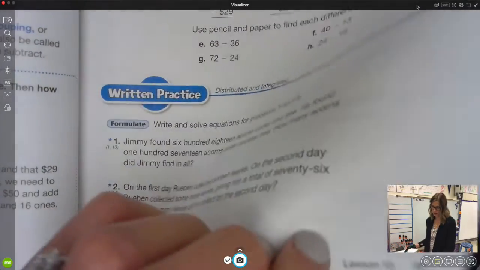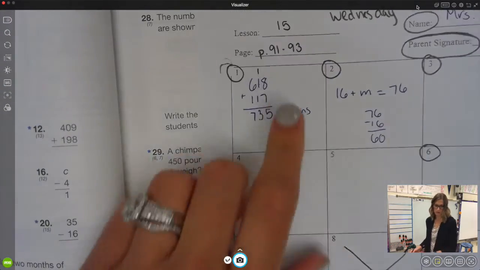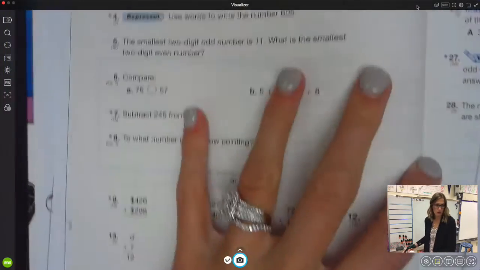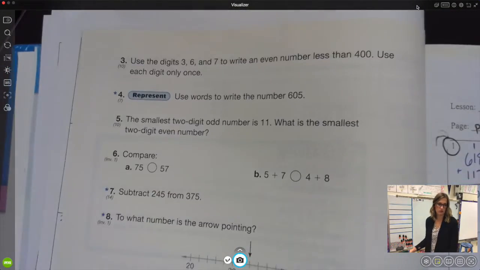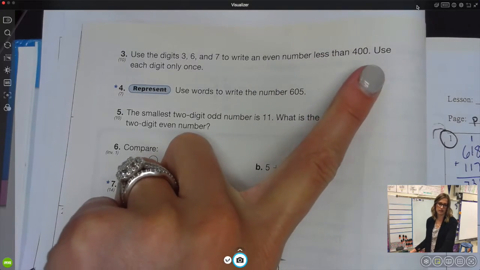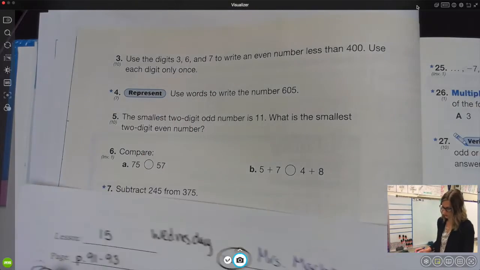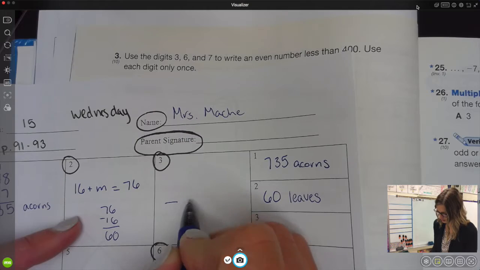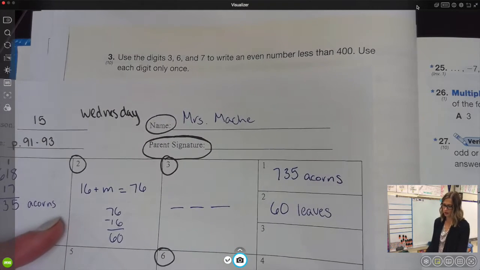Notice I was on page 91. I'm flipping over to page 92. Remember, you can always find that page number at the top of your sheet. Number 3 says use the digits 3, 6, and 7 to write an even number less than 400. Use each digit only once. So I need to use the digits 3, 6, and 7, even number less than 400.